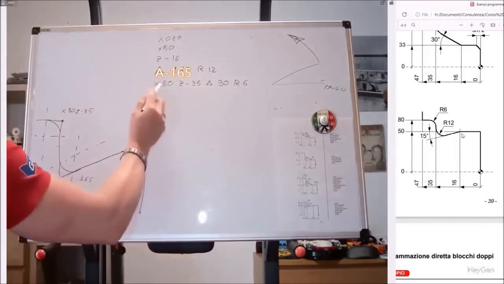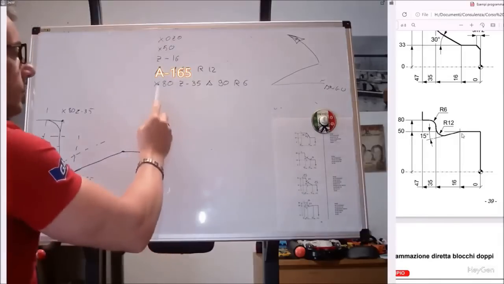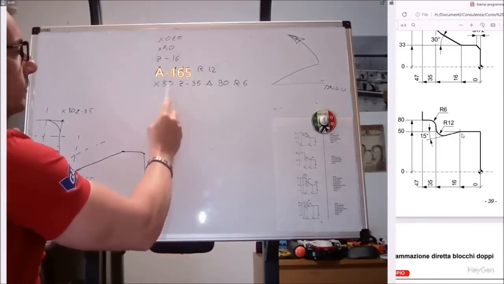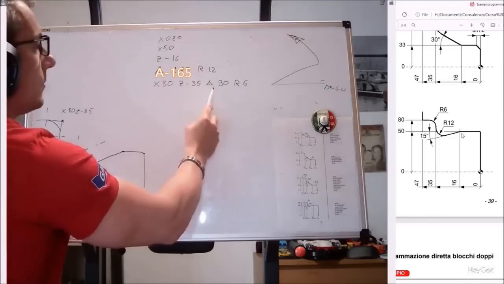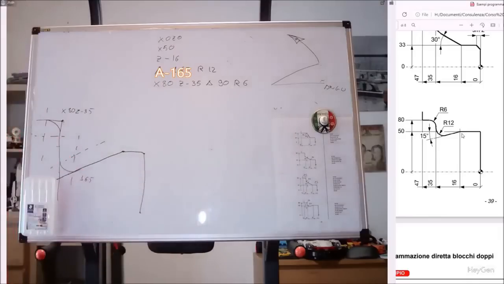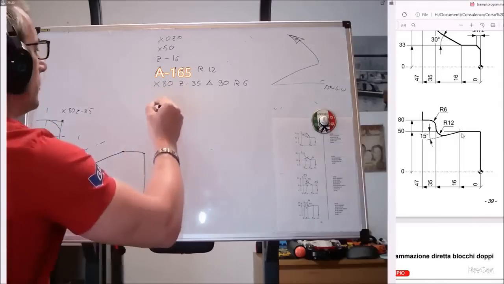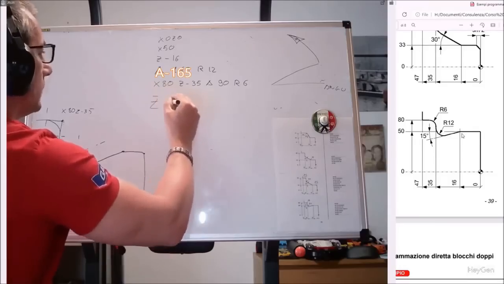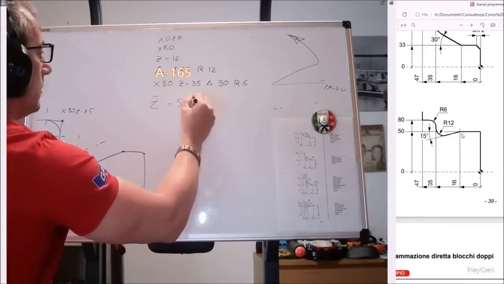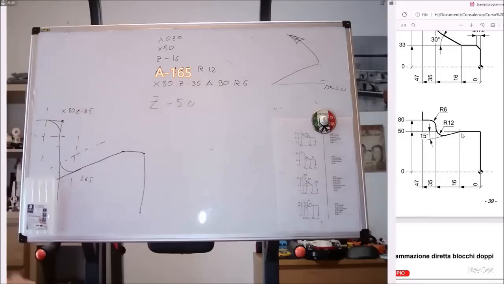You see that we have made X80, Z35, the angle, and the radius exist together harmoniously for the first time, in the same block, to draw our profile. At this point, we need to add a Z50, because it must know in which direction to finish and complete my profile.